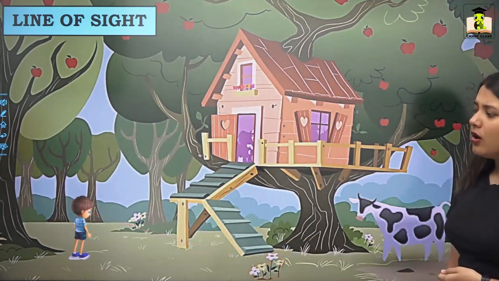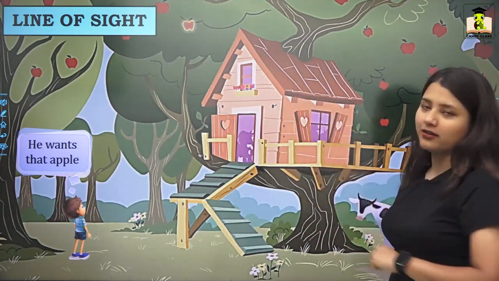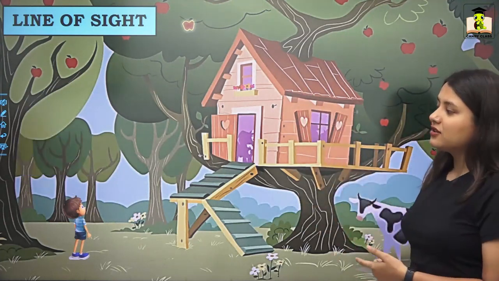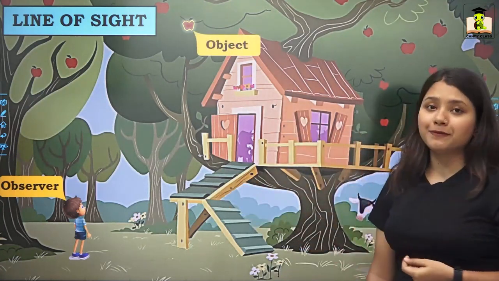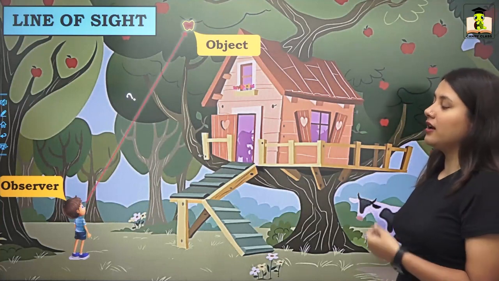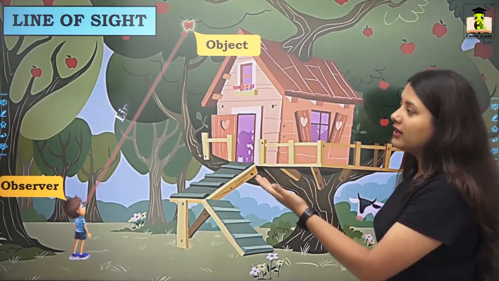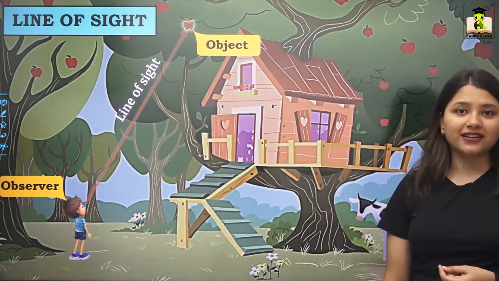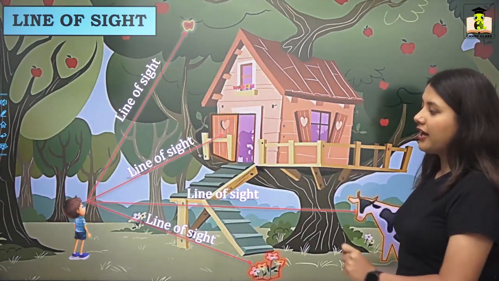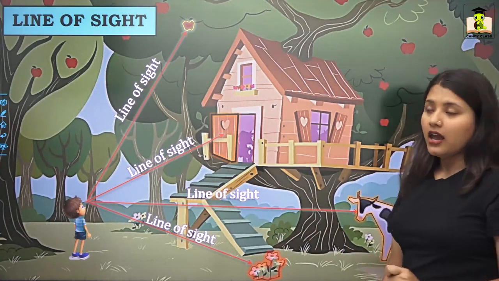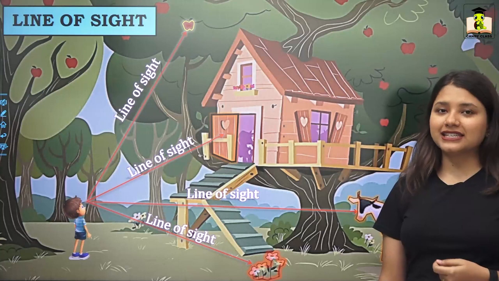Now, Rohan wants that apple on the tree. Which apple? That one. And in this case, the observer is Rohan and the object will be what? Apple. And the imaginary line between the observer and object is known as what? Is known as line of sight. So you can see in all examples, the imaginary line between the observer's eye and the object is known as the line of sight. Is that clear?